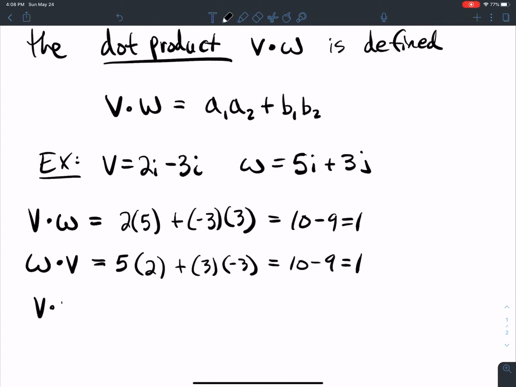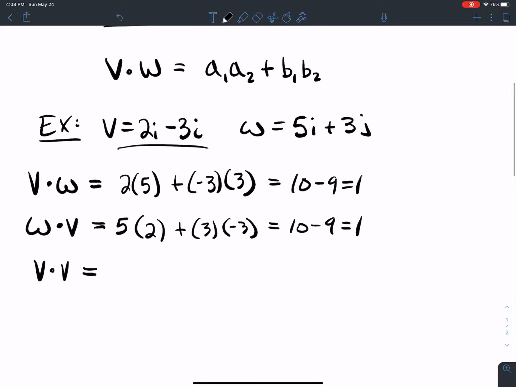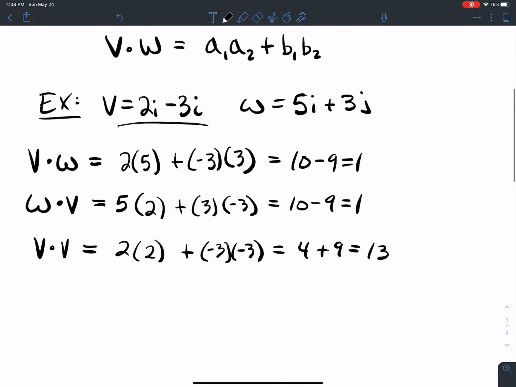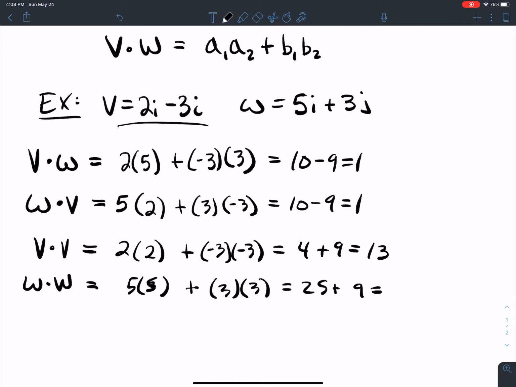Now I want to do v dot v. So that's v multiplied by itself. So that's 2 times 2 plus negative 3 times negative 3. So that's 4 plus 9 equals 13. Okay. I want to do w dot w. So that's 5 times 5 plus 3 times 3, which is 25 plus 9, which equals 34.